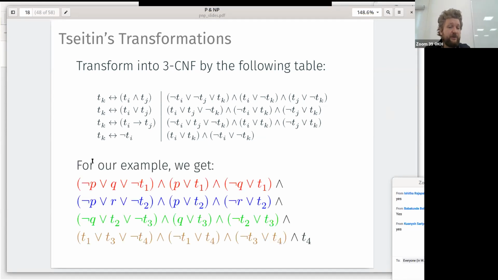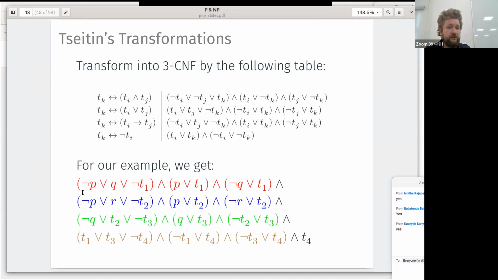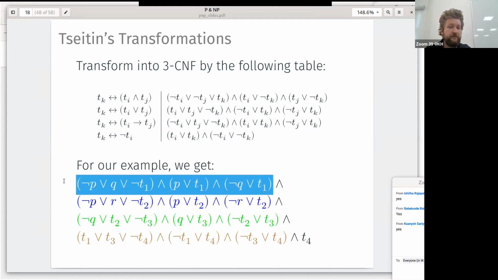So in our example, we get the following. Well, I hope there are no typos here. We can check, for example, the first one. T should be equivalent to P implies Q, T1. So it says T1, this row here. Yep, it should be not P or Q or not T1. Should be P or T1 and not Q or T1. Yep. So this is exactly here. We have 3 clauses instead of 1, but it's a good 3CNF.